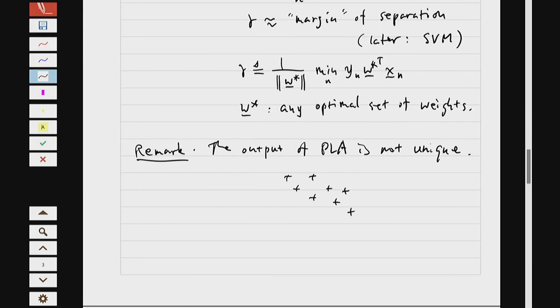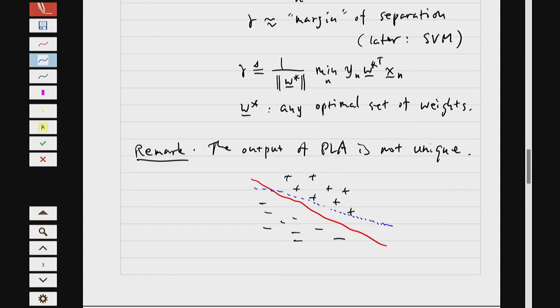And then the minus is here, like that. I can draw a line like that. Or I can have another line, like this. Both of them would be a valid solution for the perceptron learning algorithm. Both lines will give you zero misclassification. So not unique. You have a question there?